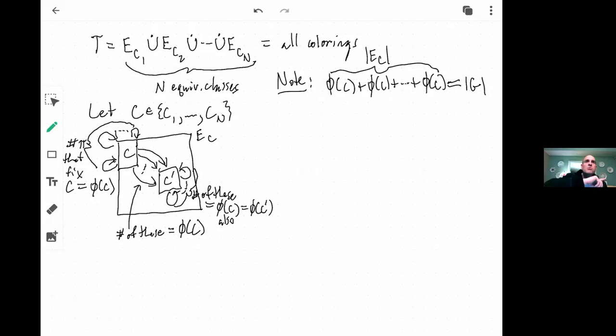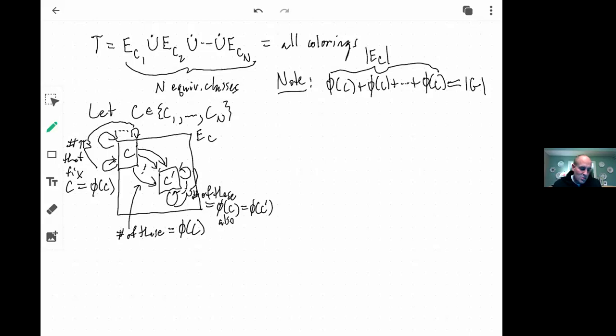But the number of things that move me from C to another element in the equivalence class is also phi of C. And that's going to keep happening, right? There are going to be phi of C things that move me from that coloring to any other coloring, okay? And that is going to happen for each one of the elements in the equivalence class. There's going to be phi of C permutations that move me from a coloring to any other coloring in the equivalence class.